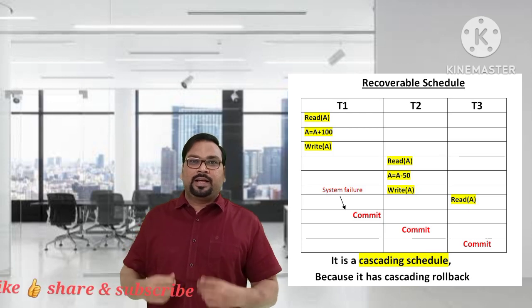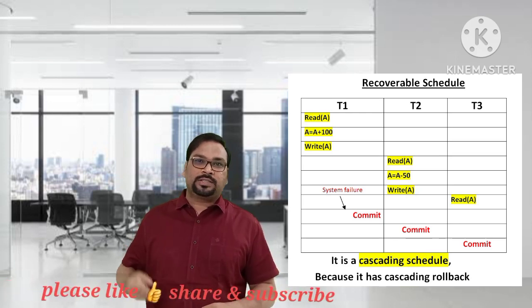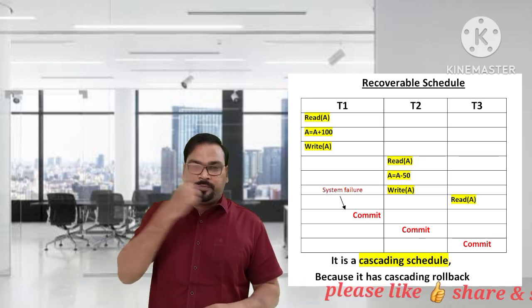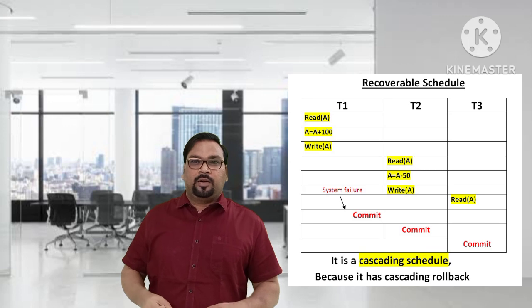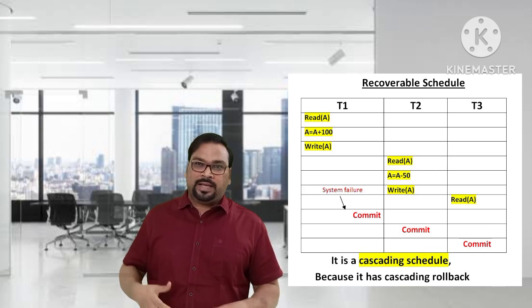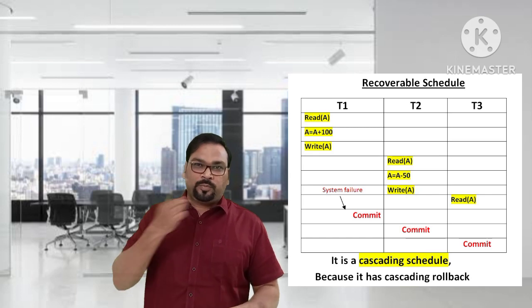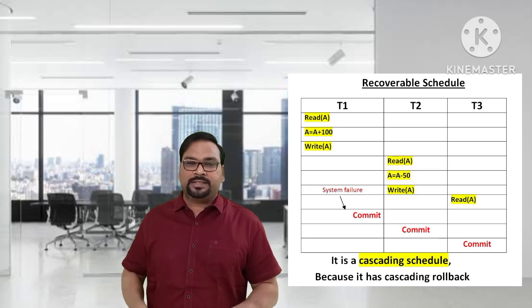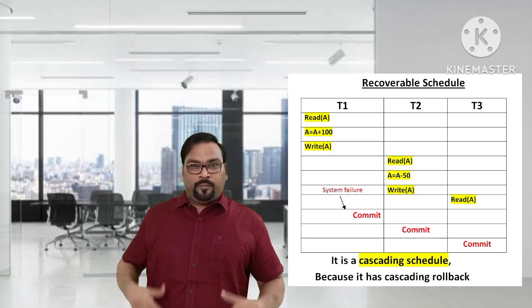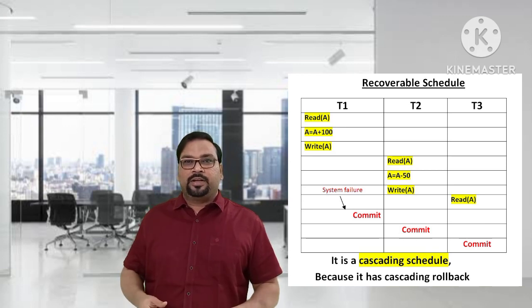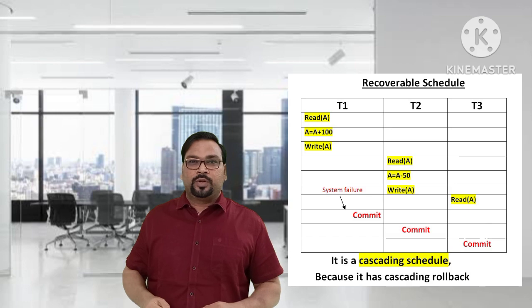So it is called cascading rollback, because every dependent transaction is rolling back its operations. Why? Because they were dependent on T1, and once T1 rolls back its operations, then T2 and T3 have to roll back their operations. So it is recoverable, although it is an inefficient way to deal with any schedule. So what could be the solution?